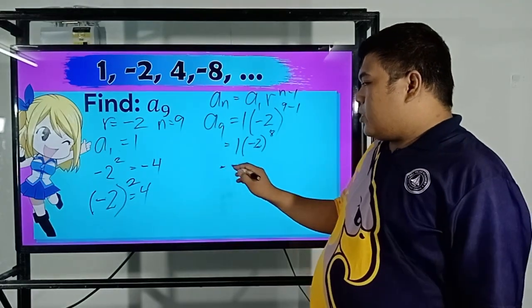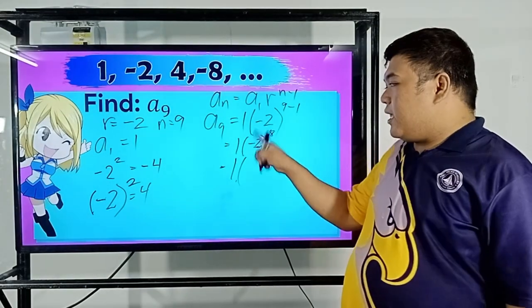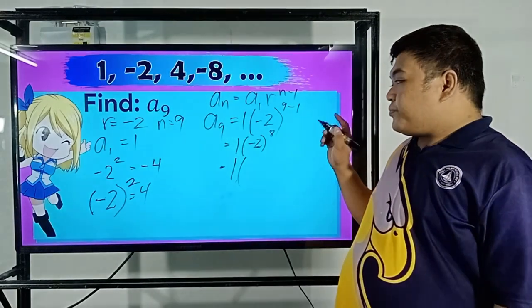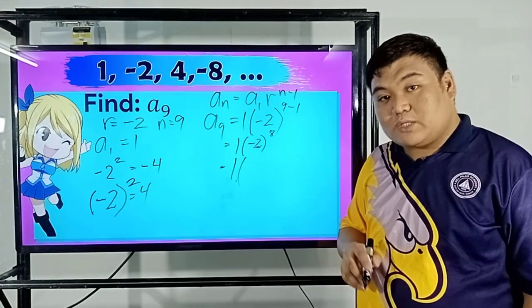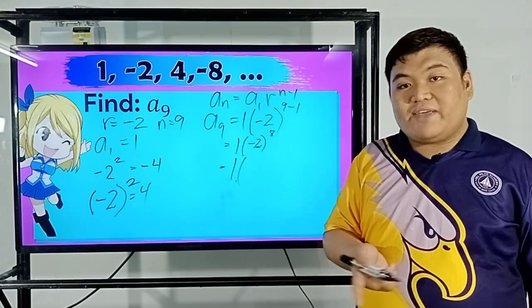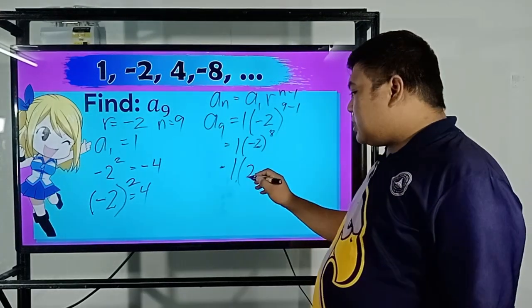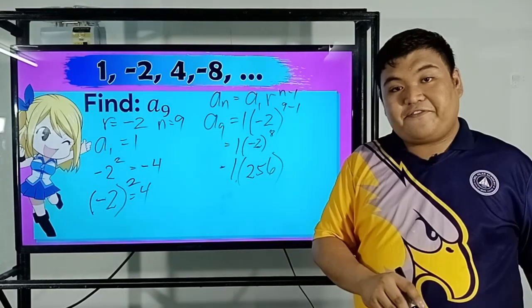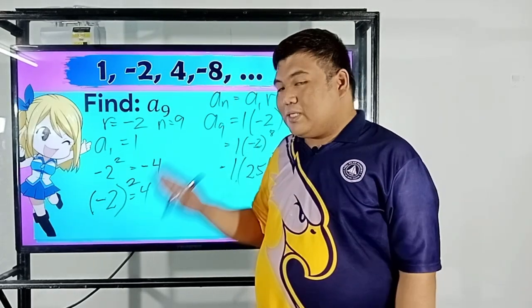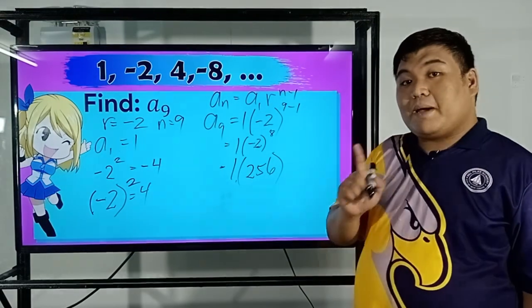Now, katulad dito, yung 1 times negative 2 raised to 8, kapag hindi nyo nilagay yung parenthesis sa negative 2 sa calculator nyo, ang ibibigay niyang sagot sa inyo is negative 256, which is wrong. Kasi a negative number raised to an even exponent ay positive. So dapat ang magiging sagot na dito kasi ay positive 256. Basta ito lang yung mahalaga, huwag nyo lang kakalimutan si parenthesis bago nyo i-raise yung negative number sa exponent, and close nyo siya sa parenthesis para tama yung sagot na ibigay ng calcu.